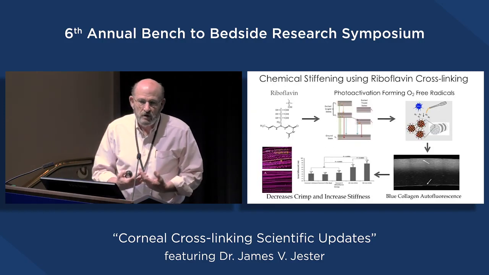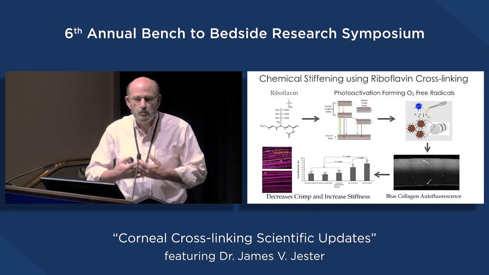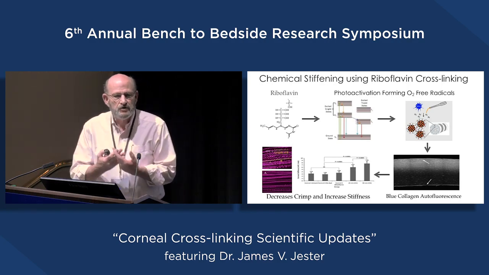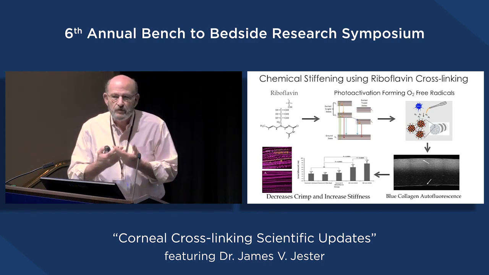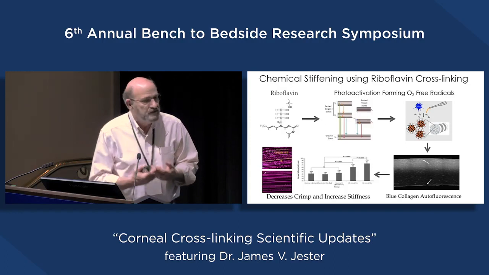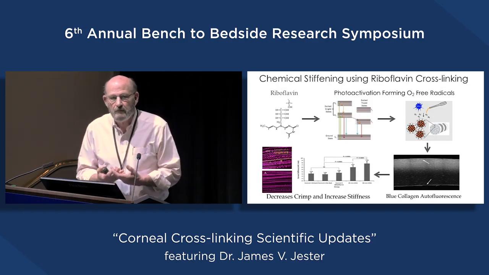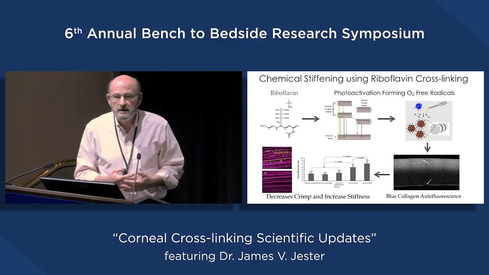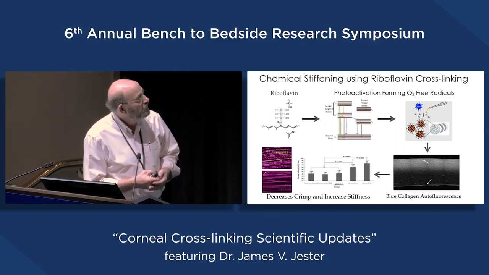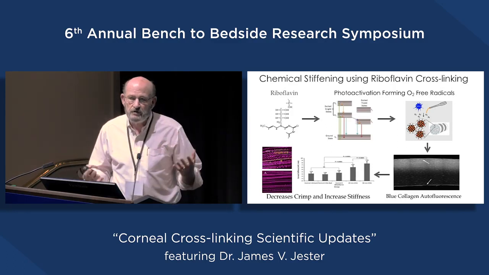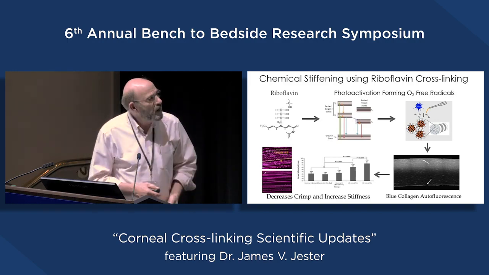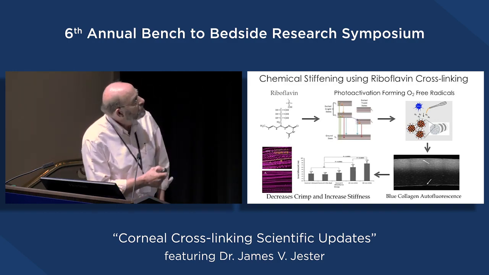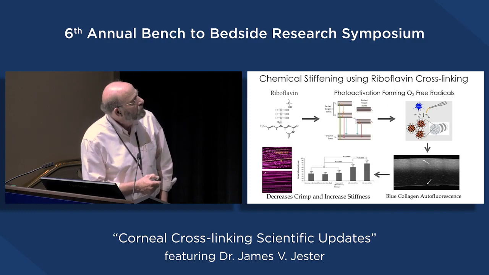So nature, in order to control shape, has woven collagen into certain shapes that allow for stiffening of the tissue. It's not done exactly by cross-linking. However, as mentioned by Dr. Farid, Wollensak and Spoerl some 20 years ago suggested that we could do this chemically by using riboflavin, and she's already excellently described this. Essentially, when you excite riboflavin, it goes to an excited state.